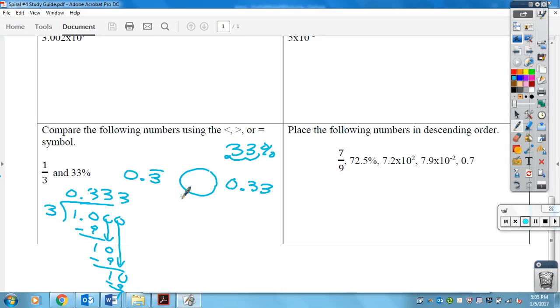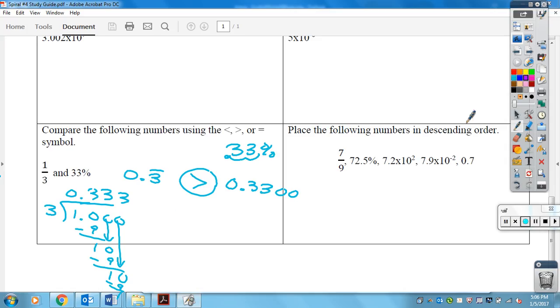So which one's bigger? This is 3, 3. This is not 3, 0. This is 3's forever. So when this keeps going with 3's, the other one runs out and starts doing zeros. So that one is larger. This one is greater than the symbol.